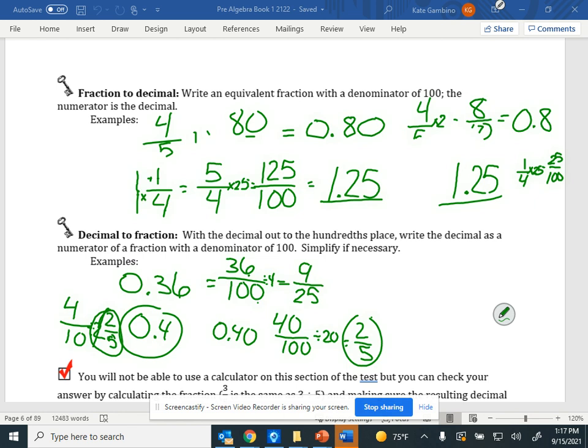Mr. Schultz has in here to always put the denominator of 100. It's a good habit to get into. So that, and then you simplify from there. You will not be able to use a calculator on this section in the test, but as we're going through this, you can use that calculator to double check your work. Okay, but when we get to the test, you need to be able to do the math. So practice doing the math now, so that way we don't have to worry about it when we get to the test. All right, let me stop the recording.